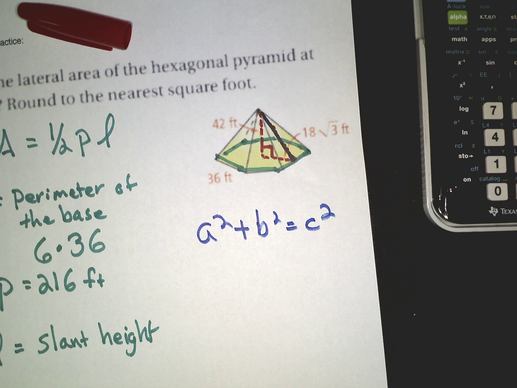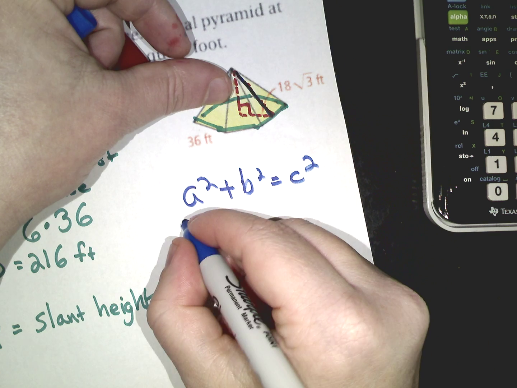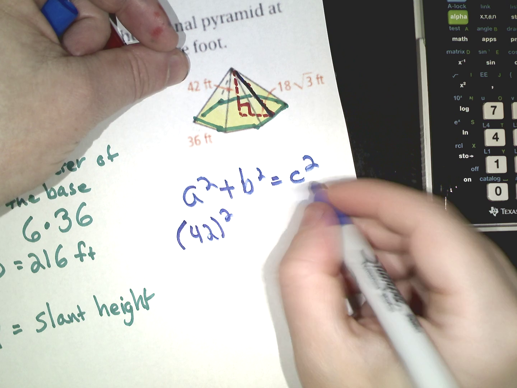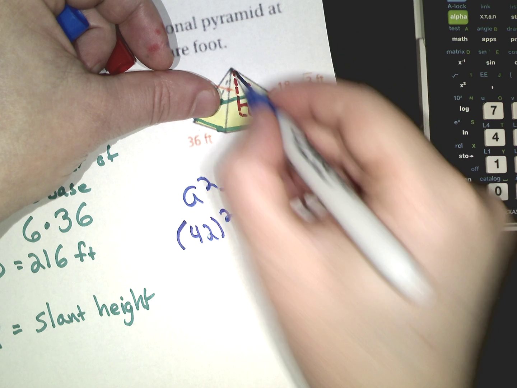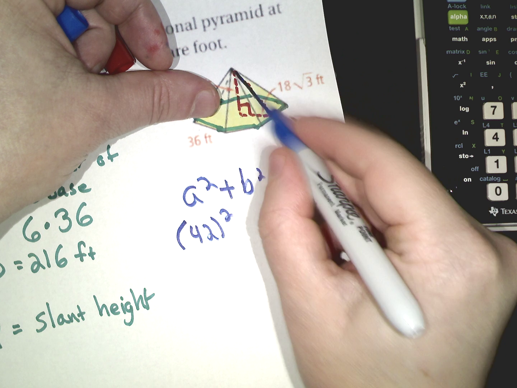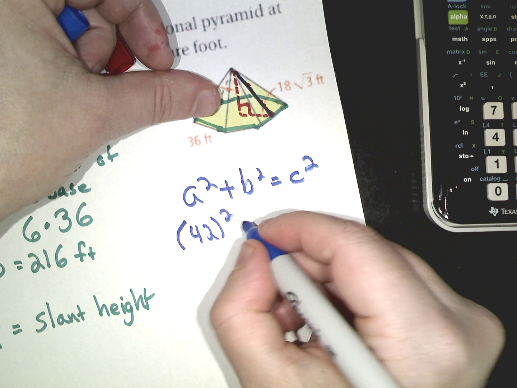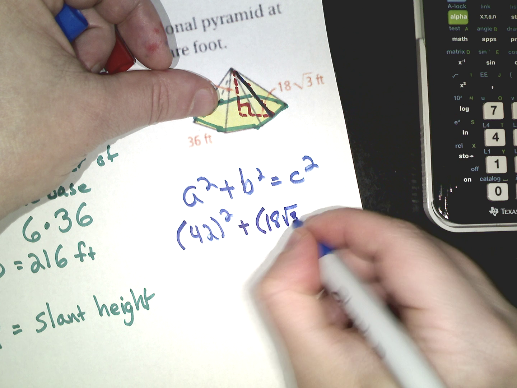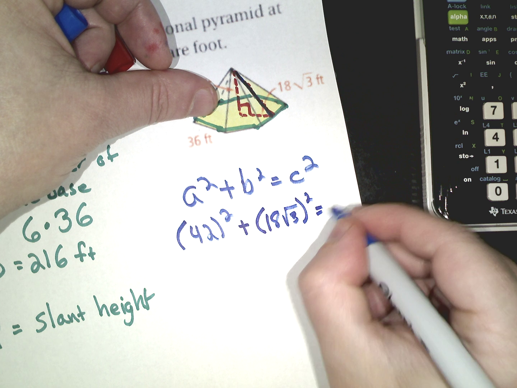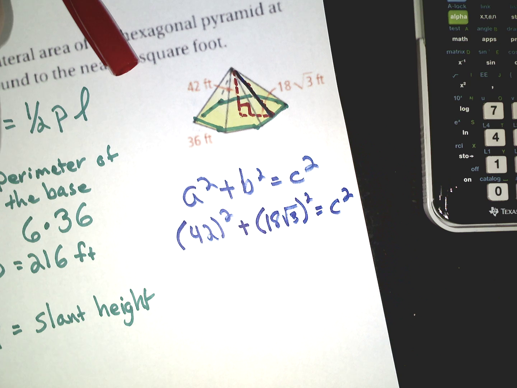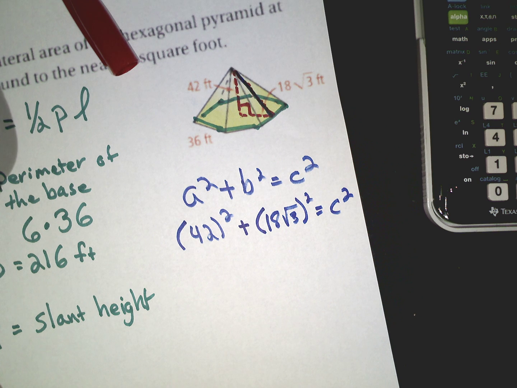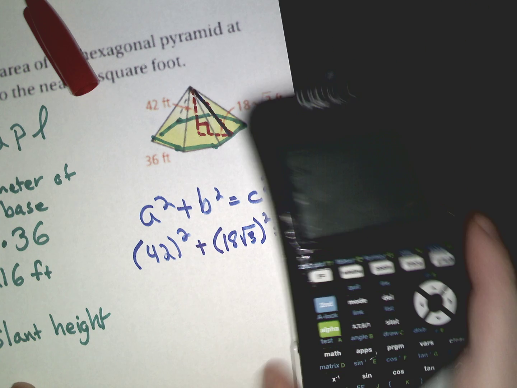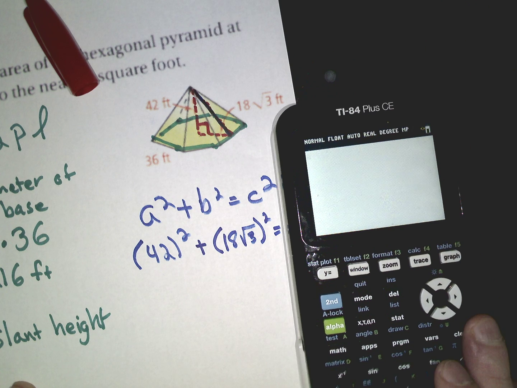Okay, so 42 squared, that's one side. Remember, c is always the hypotenuse. In this case, our hypotenuse is also our L, or our slant height. Plus b, 18 square root of 3 squared, is equal to c squared. Now you look at this thing, and right away, the one thing I will notice is you can't really do this part without a calculator. So we have to use some sort of calculator, either Desmos or something, to solve this.